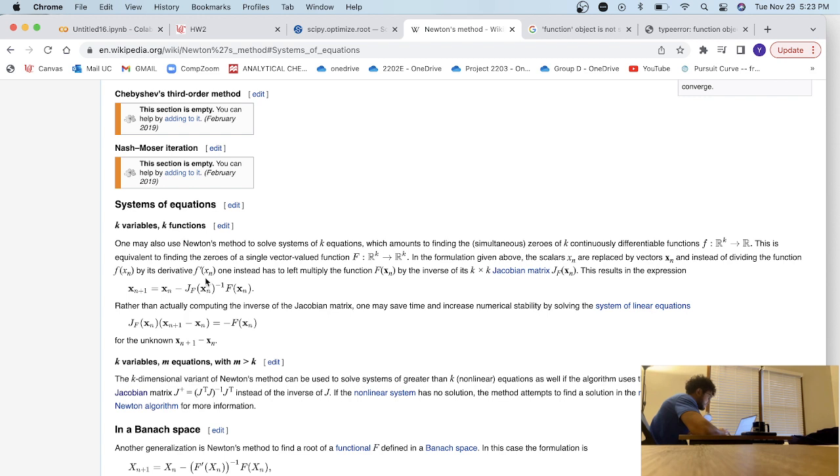So basically, our new guess is equal to our old guess minus the inverse of the Jacobian of the old guess, times the function of the old guess. So we're going to be making a system of equations. We're going to be putting it into a matrix.